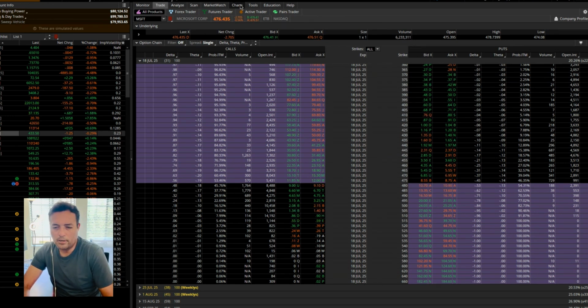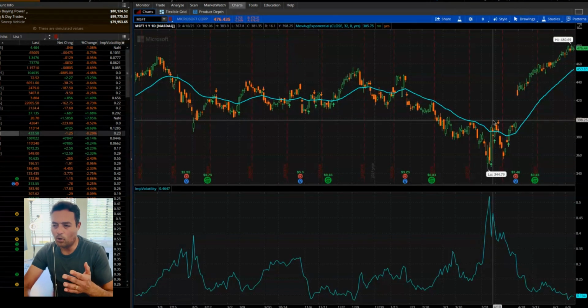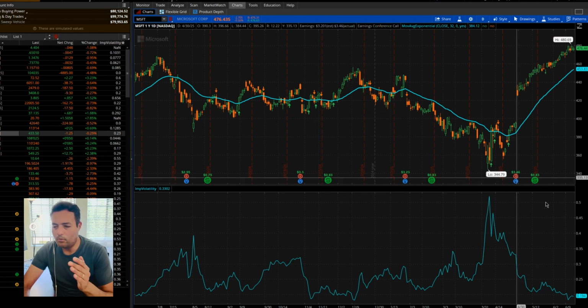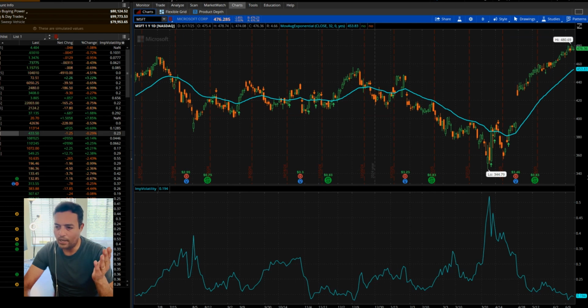So why have I chosen Microsoft? Well, no particular reason. It's just because I haven't really looked at this stock for a long time. Usually I trade the futures options, but I thought today we will change it up a little bit and go into a stock position and see how it works.